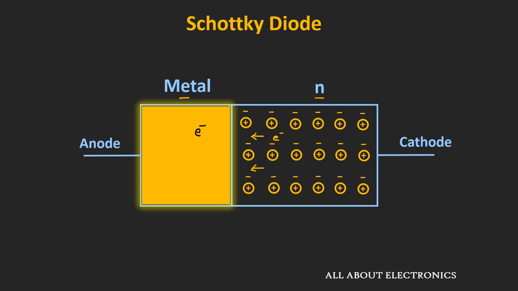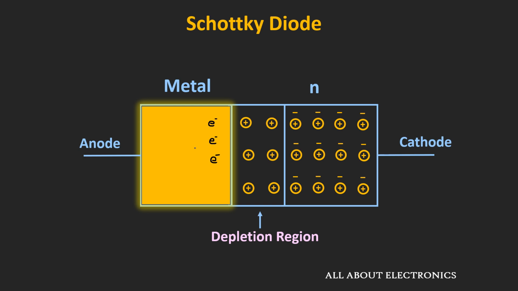Now, due to the flow of electrons into the metal, the region near the junction on the N side will get depleted of electrons, and due to that, a depletion region is formed near the junction. And the addition of charge carriers into the metal will form a negative wall near the boundary. Due to that, a surface barrier is created between the two materials, and due to this barrier, the further flow of electrons will be restricted.